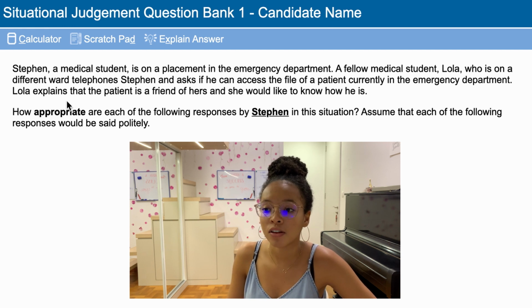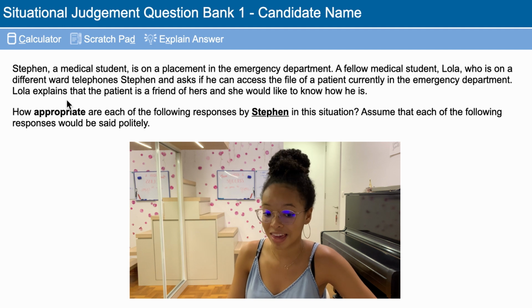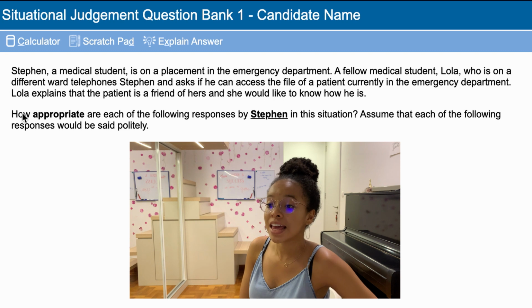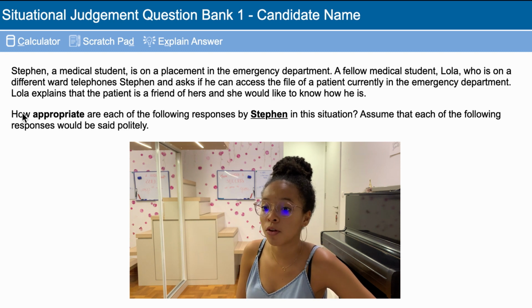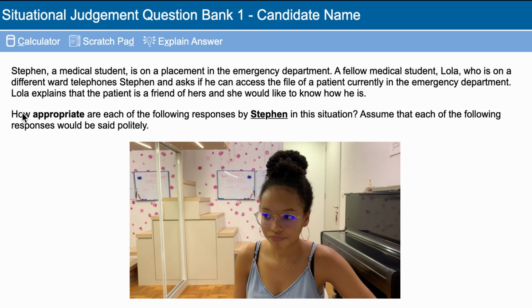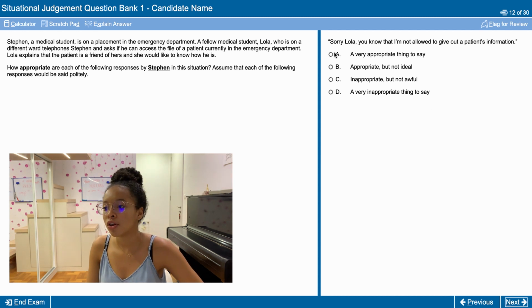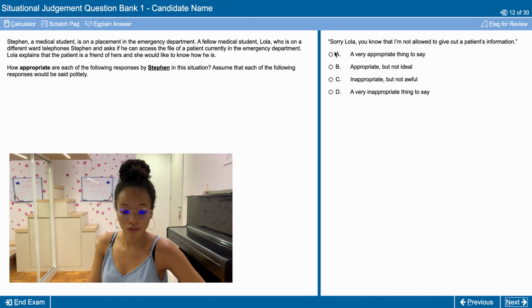Lola explained that the patient is a friend of hers and she would like to know how he is. And then the question is, how appropriate are each of the following responses by Stefan in this situation? Assume that each of the following responses would be said politely. So, Stefan, first option: "Sorry Lola, you know that I'm not allowed to give out patients' information."